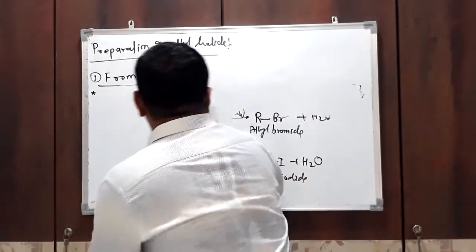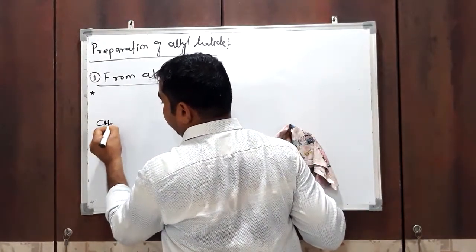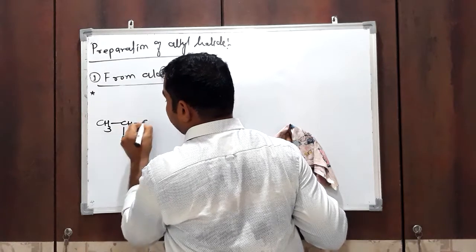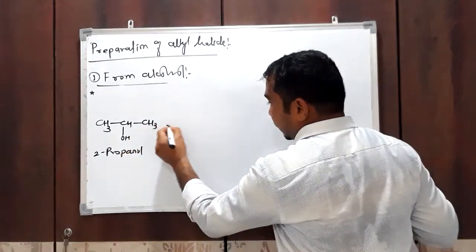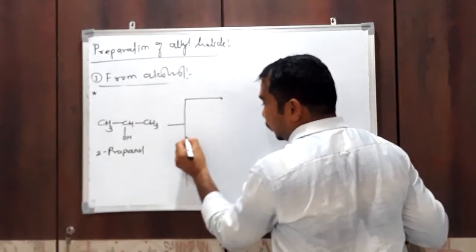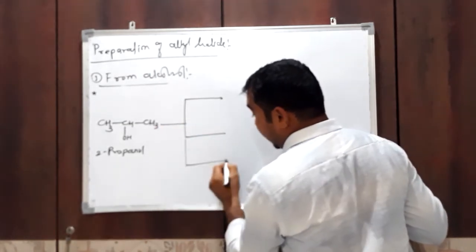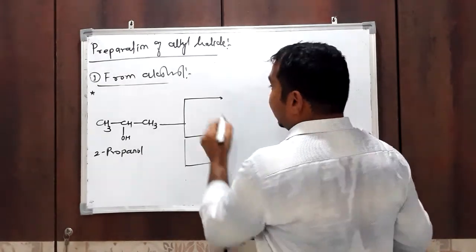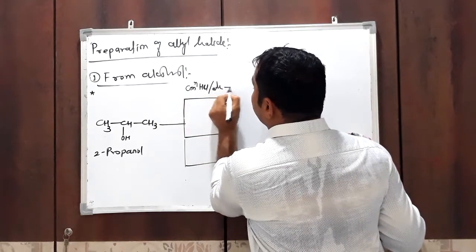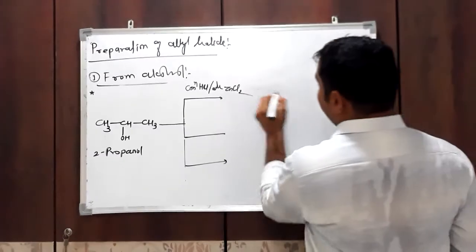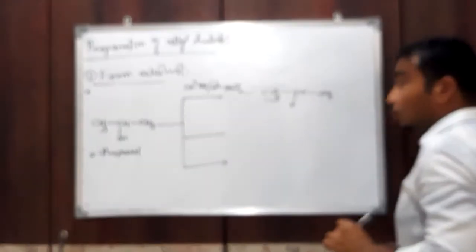Okay, see again just one example. 2-propanol. And from this 2-propanol we want to prepare various alkyl halides. Okay, if you want to prepare alkyl chloride, then you have to take concentrated HCl and anhydrous ZnCl2. They will react and give alkyl chloride, that is 2-chloropropane.